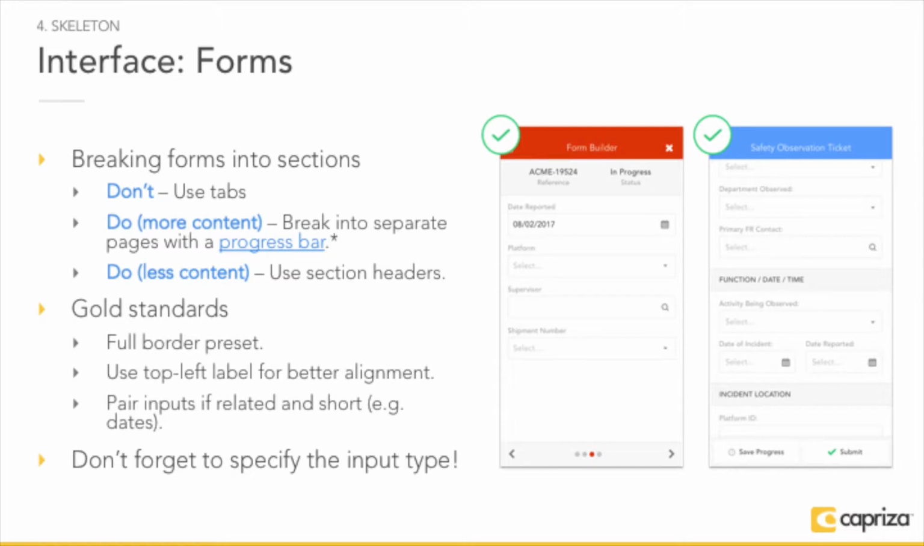Lastly, pair inputs if they're related and short, like dates. Don't forget to specify the input type. Is the field asking for an email address, a date, a number? Fields are configurable to fit these input types and provide the relevant keyboard for the user.